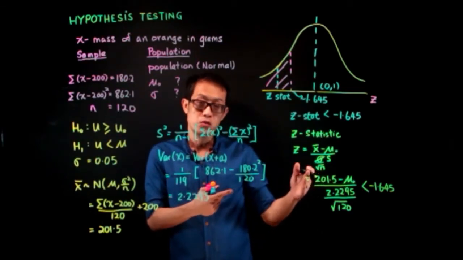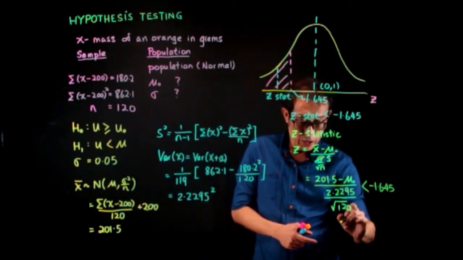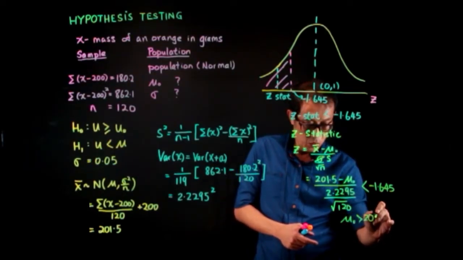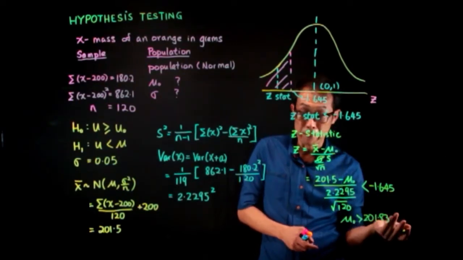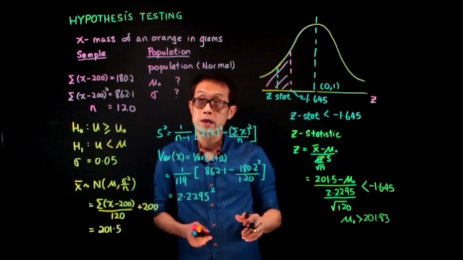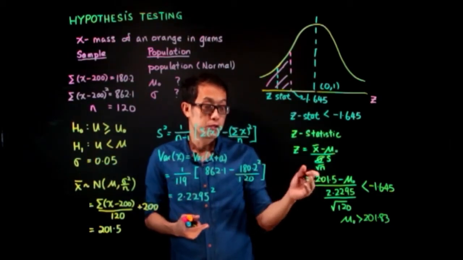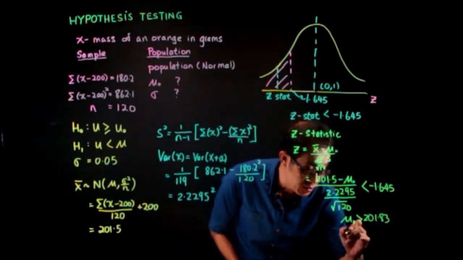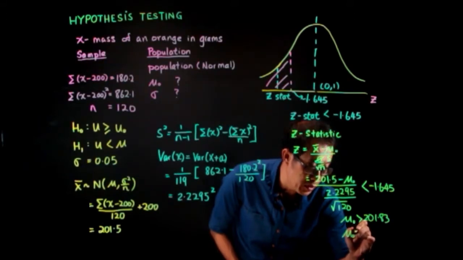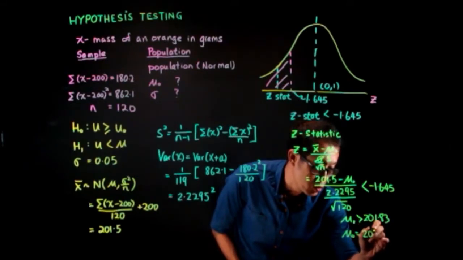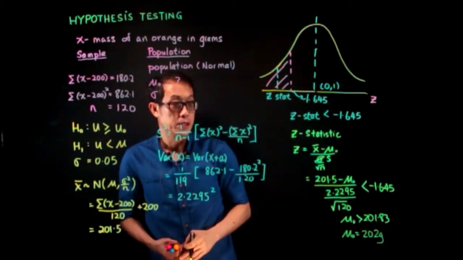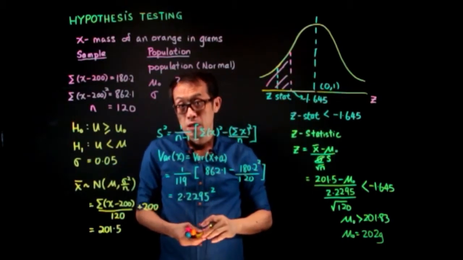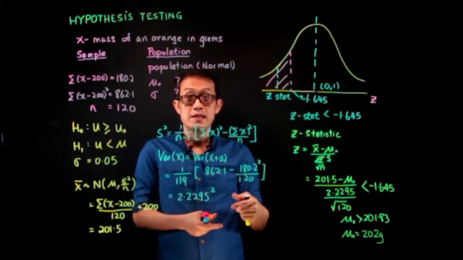Now if you go ahead to solve this inequality, you will get mu naught to be greater than 201.83 grams. But you want the least possible and you want to correct it to 3 significant figures. So mu naught will be equals to 202 grams. All right, that should be the answer if you use your Z statistics.